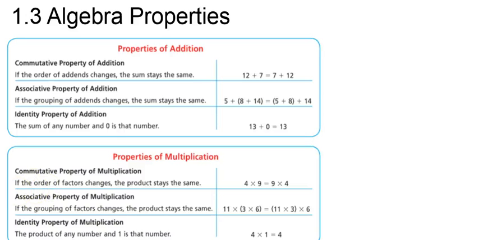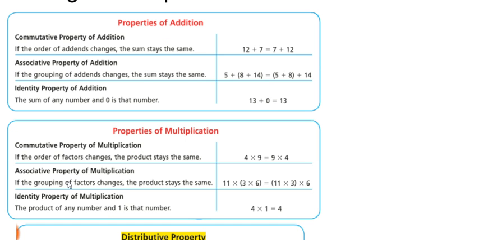Today we're going to do a quick review of the algebra properties. We have worked with the algebra properties in class, and we know that there are properties of addition and properties of multiplication. Both addition and multiplication properties have a commutative, associative, and identity property. And the properties are very similar with the exception of the type of operation we're doing. One we're adding, one we're multiplying.